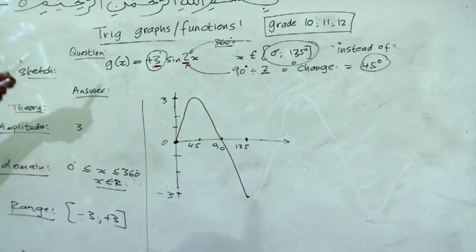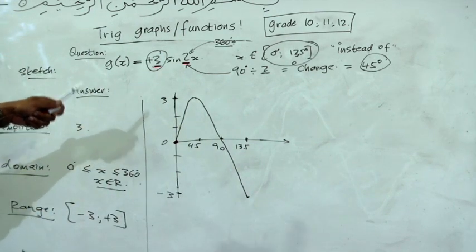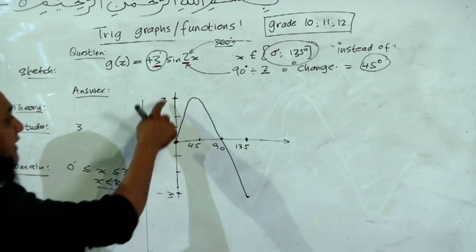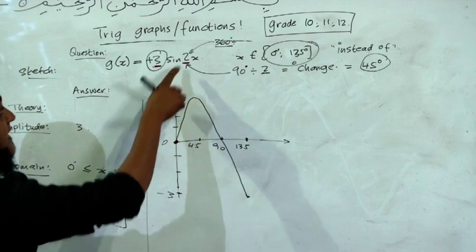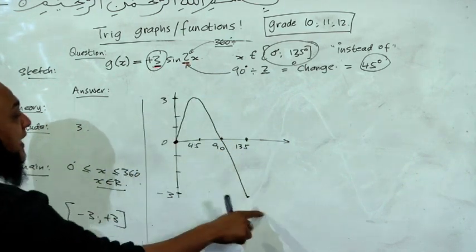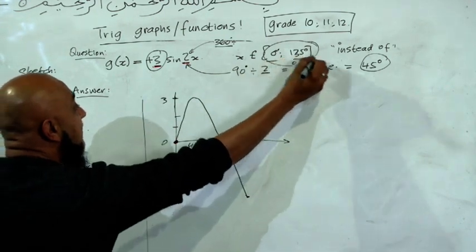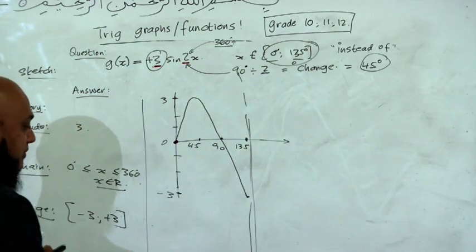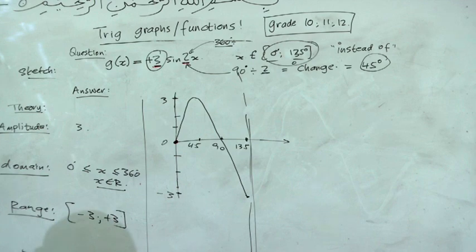That is the 3 sine 2x graph for x being an element of 0 to 135. It still goes up to 3, goes down to minus 3. The degree change is still every 45 degrees, and that's where you cut your graph off. That's where it stops. Okay?